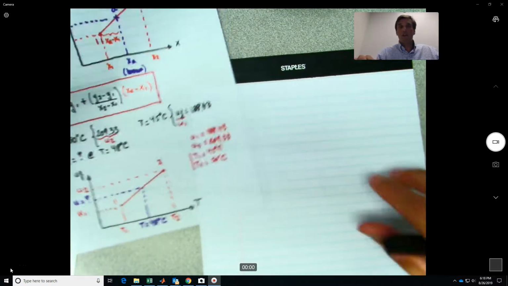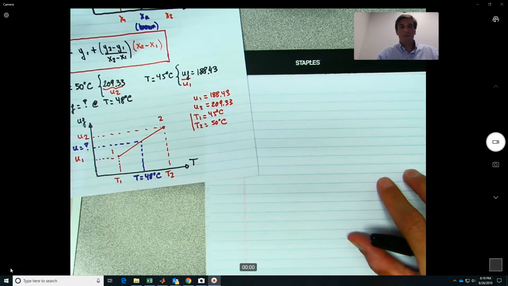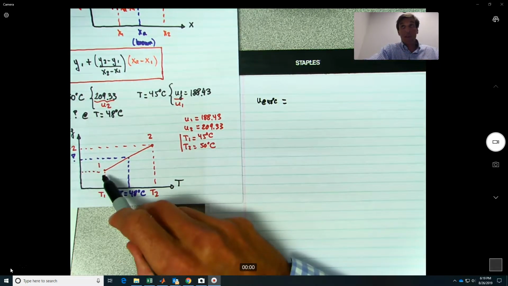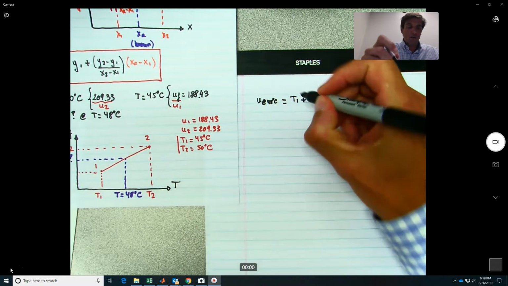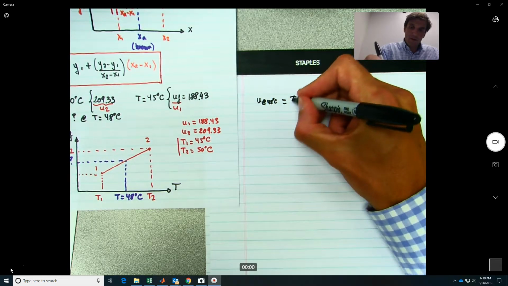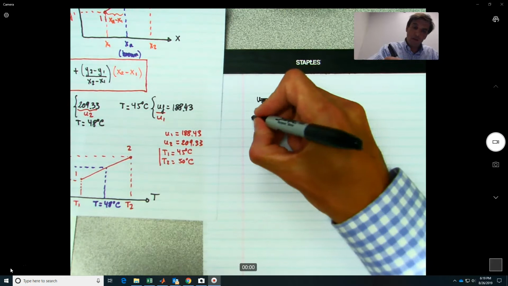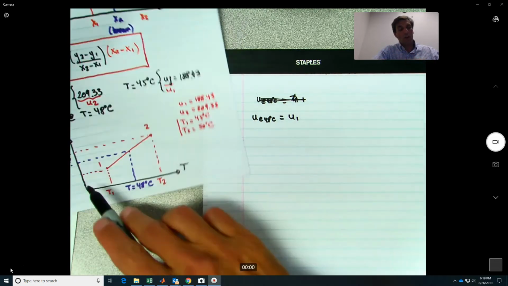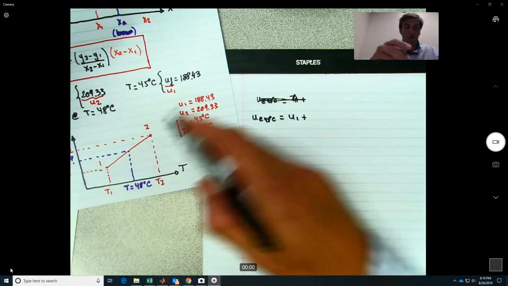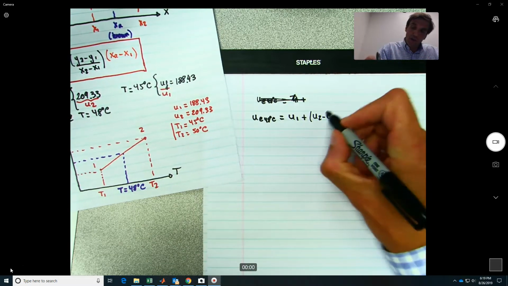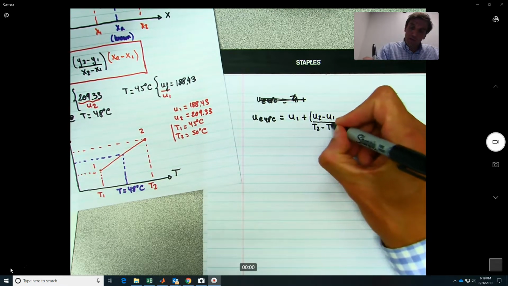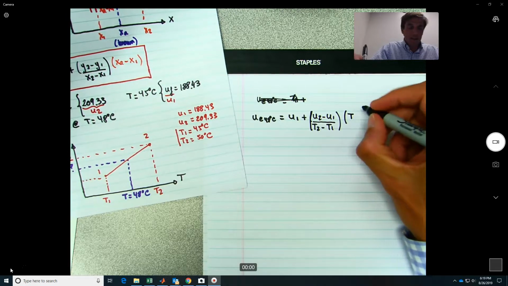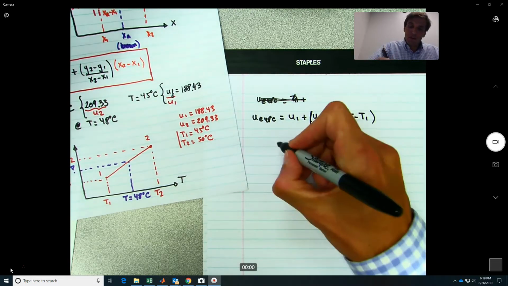If I keep the figure over here, we have what? u at 48 degrees Celsius will be equal to u1, which is the y over here, plus the slope of this curve, which is u2 minus u1 divided by T2 minus T1, and the amount x that we're looking for will be T minus T1. So we put values over here.